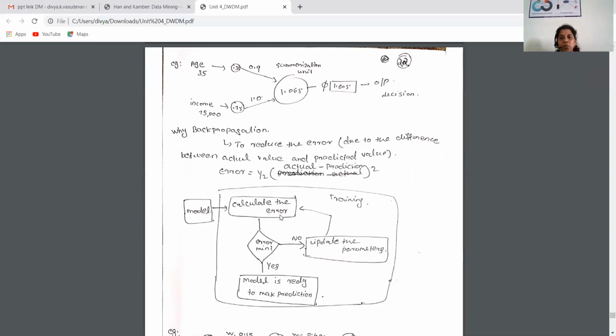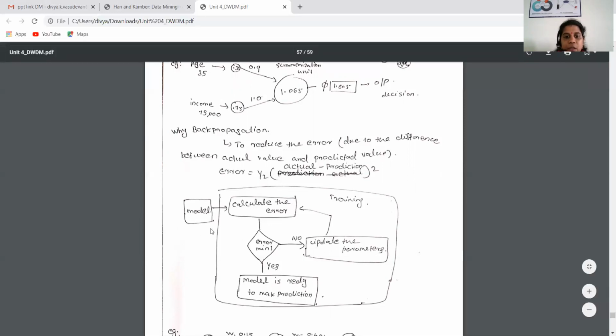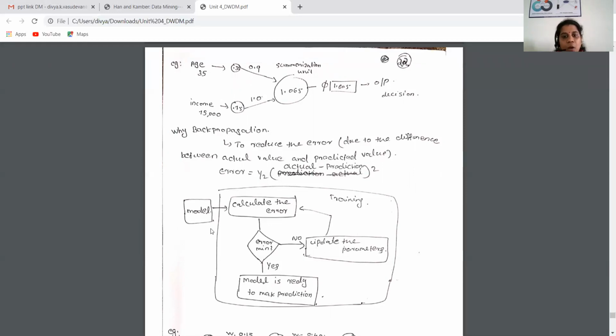We know that any classification method has two steps: model construction and model usage. Model construction is the learning stage, constructing the model based on the available training data. Then, through the forward pass, we calculate the output, compare the actual output and calculated output, and calculate the error. If the error is minimum, the model is ready. If not, we need to reassign the parameters, that is, the weights. That is known as the backward pass.